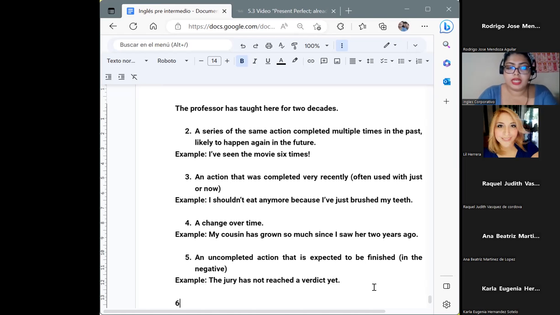And the last one, number six. To add significance to a completed action. Aquí le agregamos significancia, ¿verdad? A una acción completa. To add significance to a completed action.